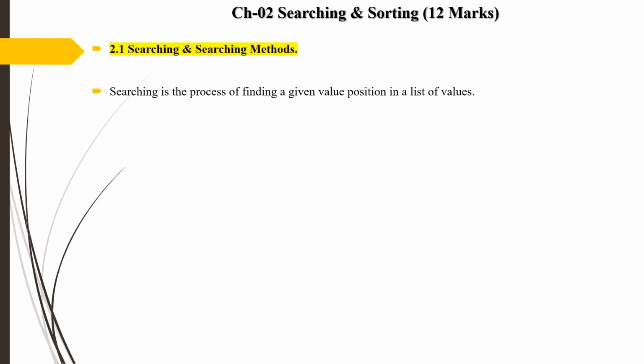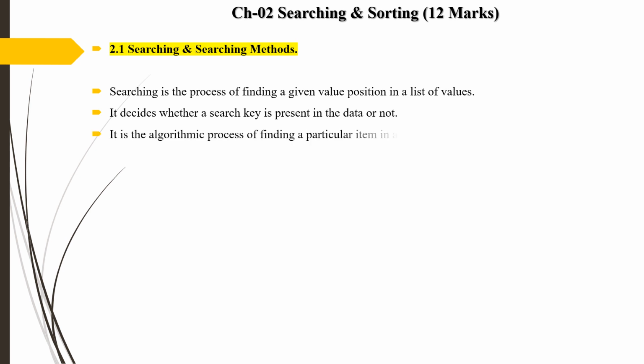Searching is the process of finding a given value's position in a list of values. So simply, searching means we find the position of some specific element in the given list. It decides whether a search key is present in the data or not. So it gives the output like some element is present in the list or not.